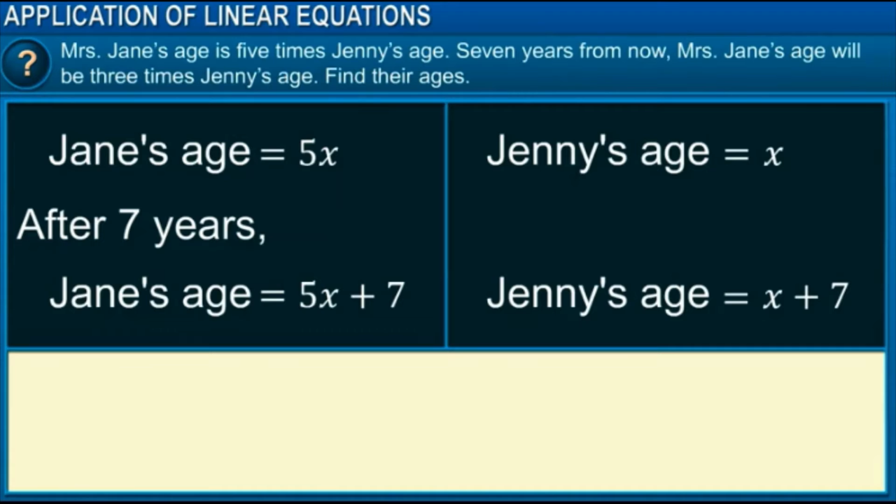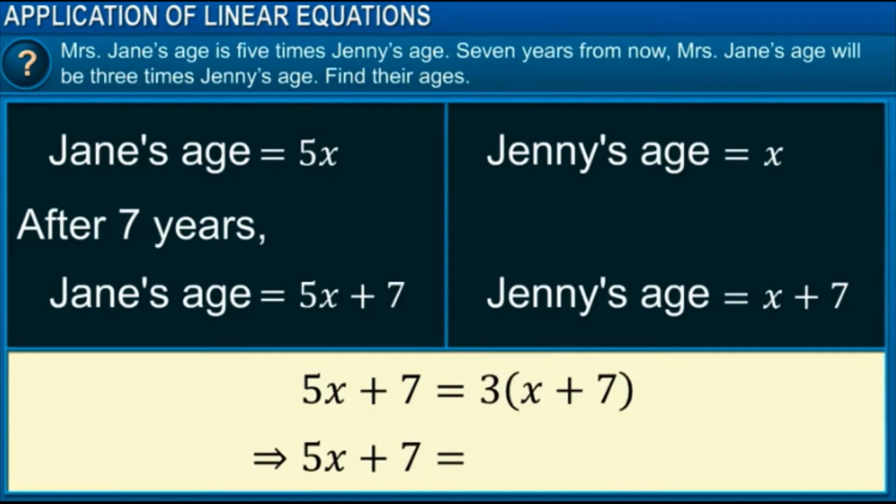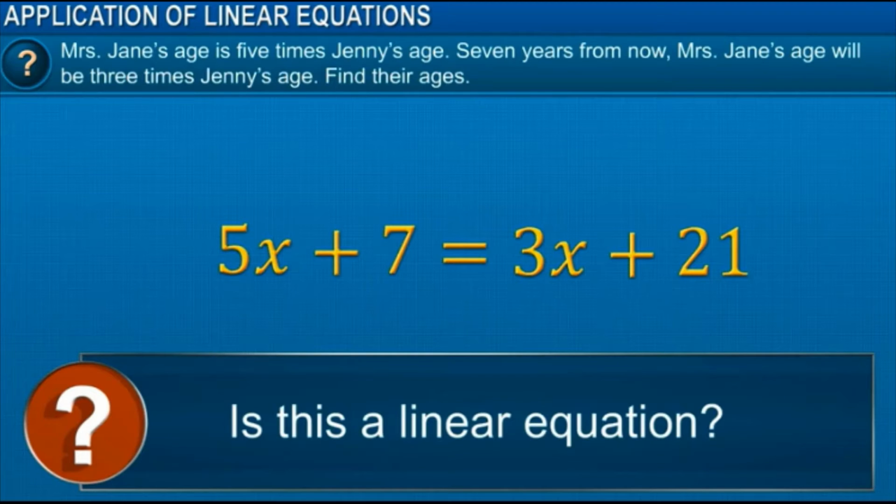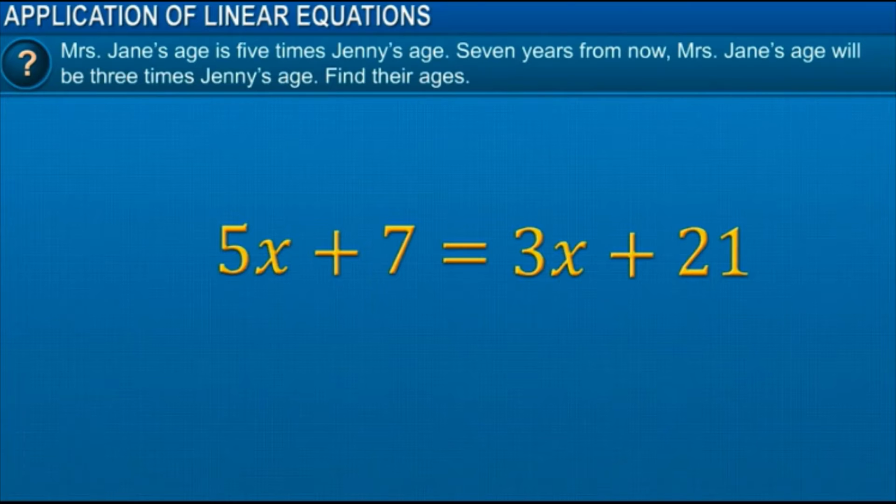From the second statement, Mrs. Jane's age, 5x plus 7, is equal to 3 times Jenny's age, which is 3 multiplied by x plus 7. Or 5x plus 7 is equal to 3x plus 21. We now have an equation with the variable x. Is this a linear equation? Of course, as the highest degree of the variable in the equation is 1. Therefore, the equation is a linear equation in one variable.